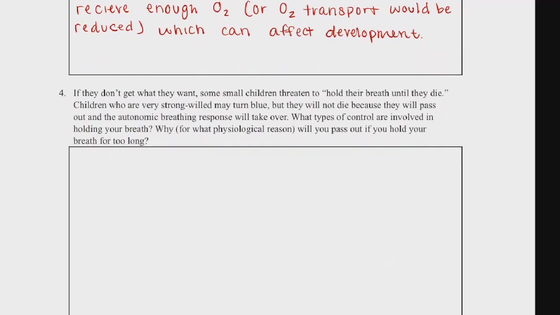And so last question. If they don't get what they want, some small children threaten to hold their breath till they die. Children who are very strong-willed may turn blue, but they will not die because they will pass out and the autonomic breathing response will take over. What types of control are involved in holding your breath? Why, for what physiological reason, will you pass out if you hold your breath for too long?